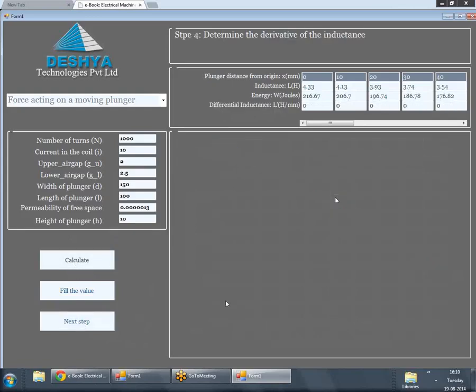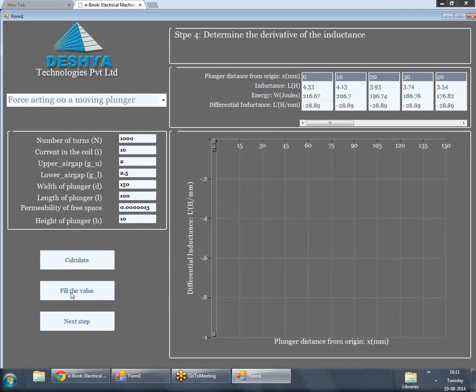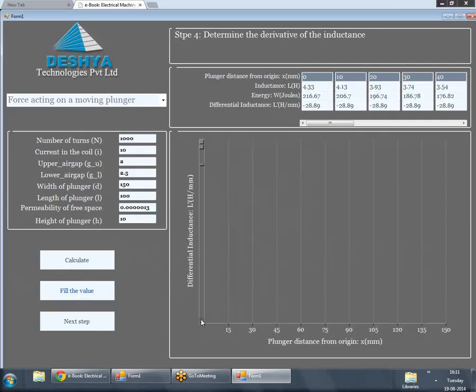So now let's go to the next part. We have to find out the differential inductance, or derivative of the inductance with respect to position. We have X on top, and then the second row, which is the inductance. We can easily find a numerical derivative: y2 minus y1 divided by x2 minus x1. One has to fill those values over here. I'll automatically fill it, and then we get the numerical derivative, which gives all negative quantities.